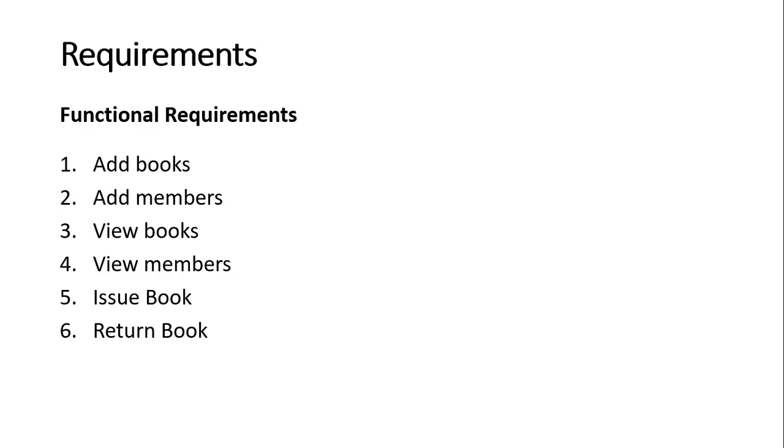Now coming to requirements. Under requirements we have functional requirements and non-functional requirements. Under functional requirements, the librarian can add new books, can add new members, can view a list of all books, can view a list of all members, can issue a book to a member if the book is available, and can update the database if the member returns the book.